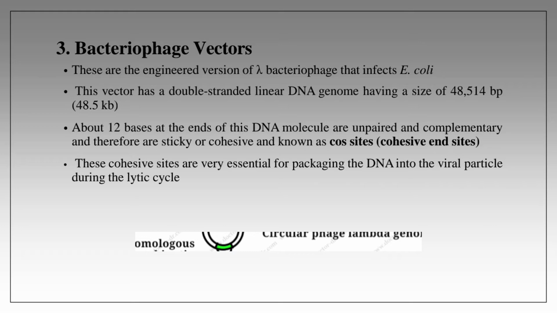Number 3. Bacteriophage vectors. These are the engineered versions of phage lambda that infect Escherichia coli. This vector has a double-stranded linear DNA genome with a size of 48,514 base pairs, 48.5 kilobases. Another 12 bases at the ends of this DNA molecule are unpaired and complementary, and therefore are sticky or cohesive, and are known as cos sites, cohesive end sites.